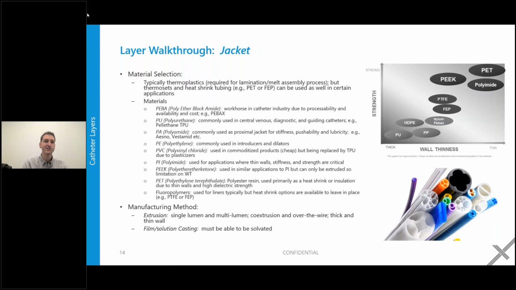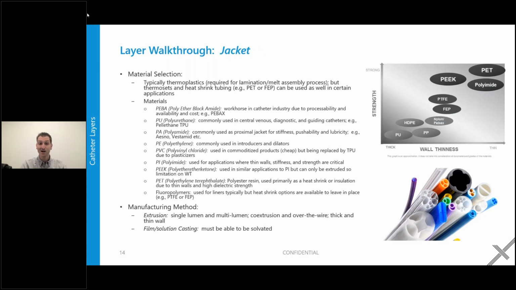Most commonly used is PEBAX. It's cheap, it's readily available. It works for most things really well. It's very processable. It's easy to melt. It doesn't have a lot of quirks and challenges with processing it. And there's a lot of data out there on biocompatibility and all those types of things. So PEBA is used very often.